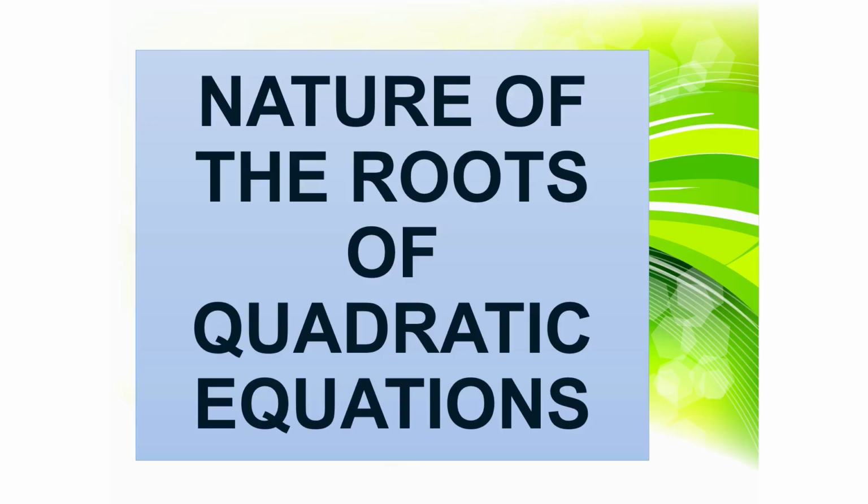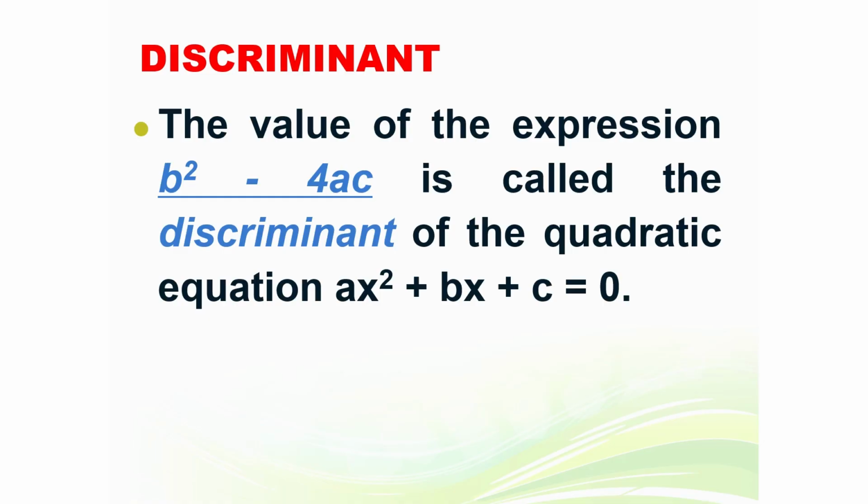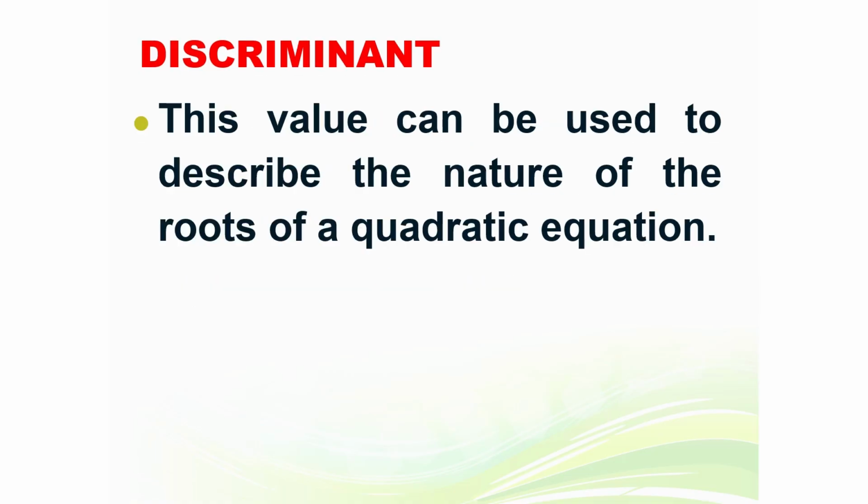Nature of the roots of quadratic equations. First, let us define discriminant. The value of the expression b squared minus 4ac is called the discriminant of the quadratic equation ax squared plus bx plus c equals 0. This value can be used to describe the nature of the roots of a quadratic equation.